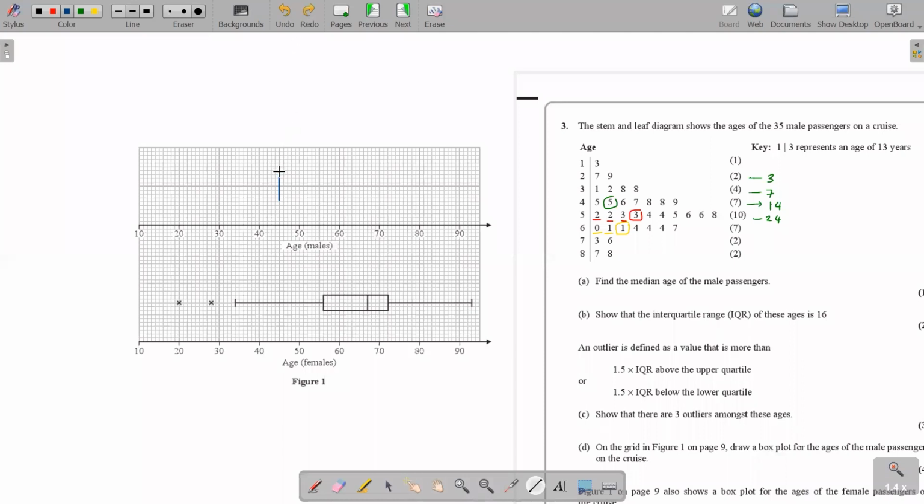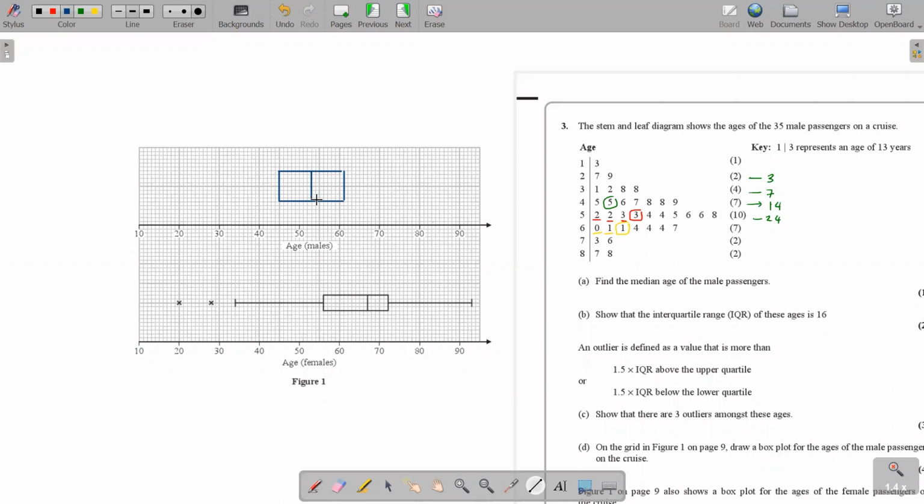Okay, and then what's the upper quartile? Where is it? 61. So 61 is somewhere like over here, right? Okay, so then this is the first part of the box. 45, 61, and then the median 53. So 50, 51, 52, 53.